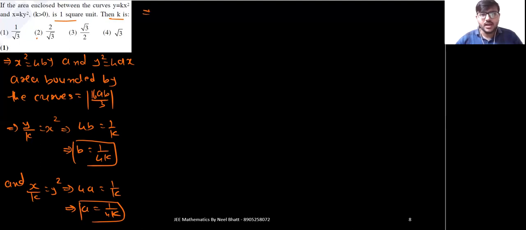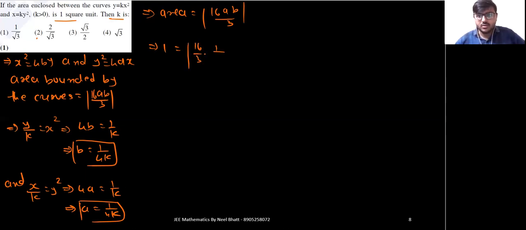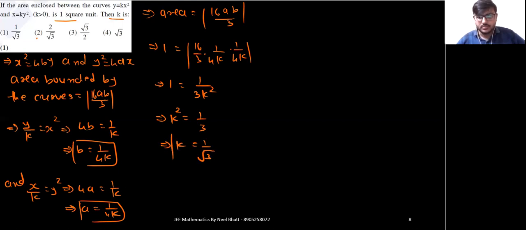So now the area is 16ab upon 3. Here we have given 1 as the area. So 1 equals 16 by 3 into 1 by 4k into 1 by 4k, which is ab. So we'll have 1 equals 1 by 3k square. So k square equals 1 by 3 and k equals 1 by root 3, which is given in option A.